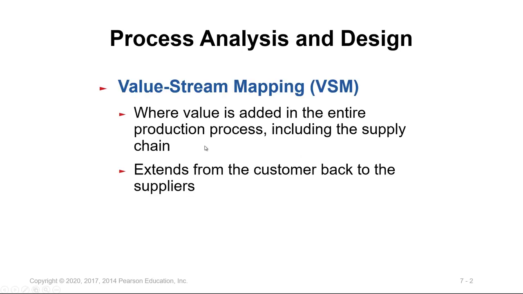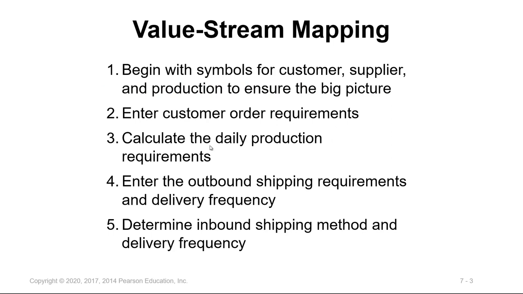Another tool that can be used to analyze and design processes is the value stream mapping tool. This tool starts with the customer and extends all the way back to the supplier. What we do is map production processes and identify value added and non-value added activities from the customer all the way to the supplier. To use value stream mapping analysis, you need to create symbols for customers, suppliers, and production to ensure that the big picture of the supply chain is depicted.